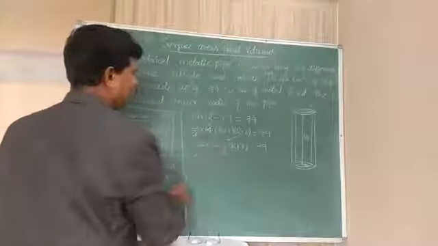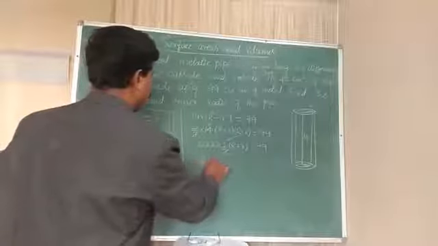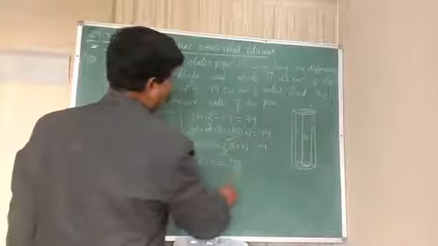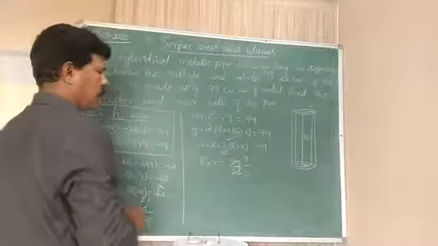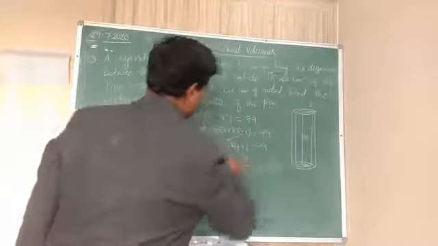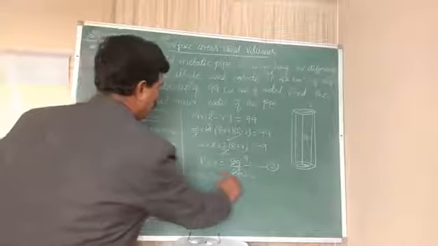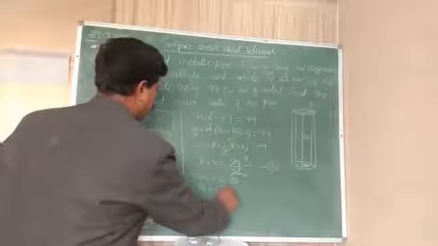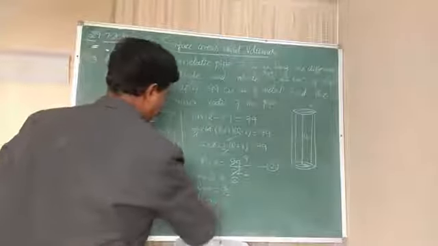Now here these 2 get cancelled. Now R plus r, capital R plus small r equals 99 by 22. So 11 twos are 22, 11 nines are 99. Clear? So R minus r, take equation number 2. Now from 1 and 2, what is that? R plus r is equal to 9 by 2 and R minus r is equal to 1 by 2.